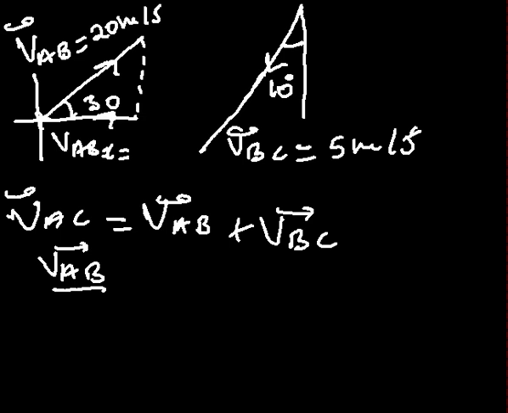So 20 times cos 30 will be given as 17.3. And since it is going towards the positive direction, it will be positive. So we have it as 17.3 meters per second.